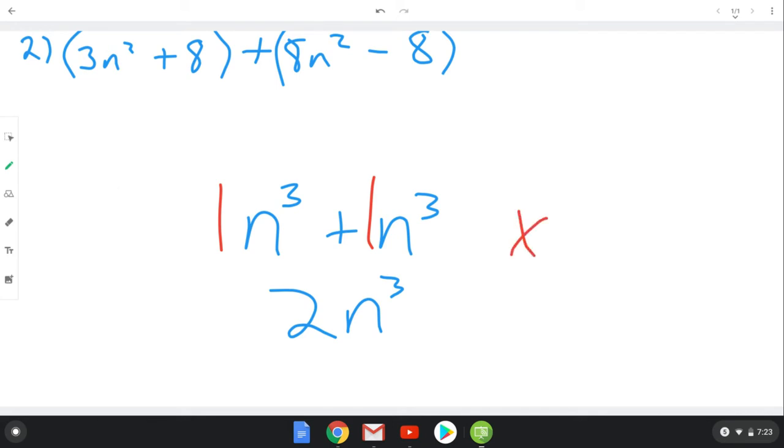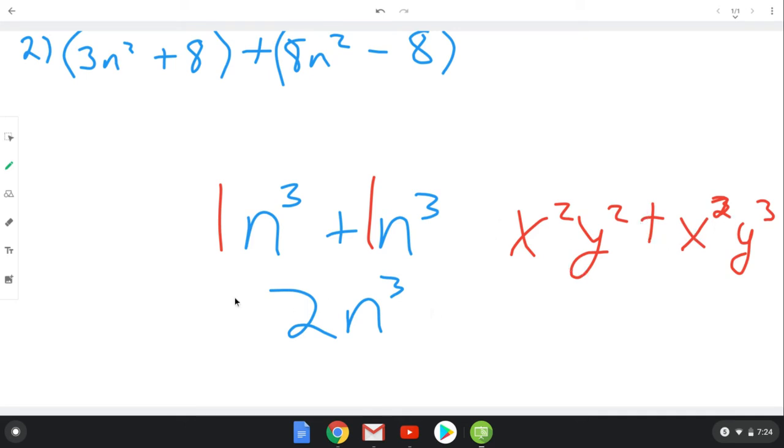If I have x squared y squared plus x squared y cubed, again, if I'm adding, I can't do anything here because they both have to match. So the x's have to match and the y's have to match. If I have more than one variable with an exponent, they both have to match before I can add them. So this would be as simplified as I could get. I can't add these.